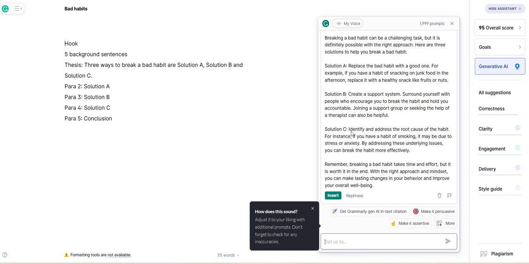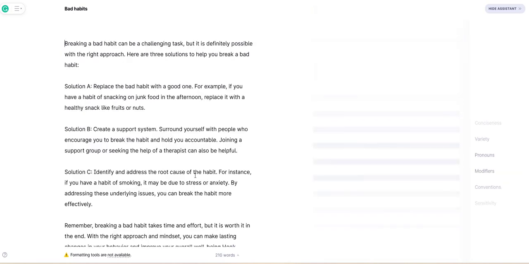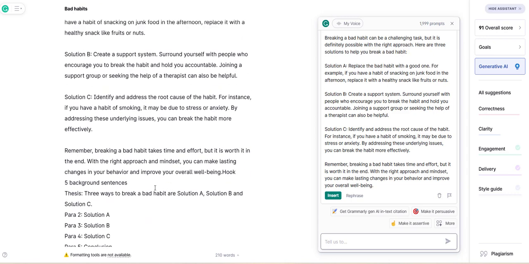Solution C, identify and address the root cause of the habit. So those are the three, and that's it. This becomes your paper. Then you press insert. It should work, okay, that's it. All right, so now I have my paper, okay?